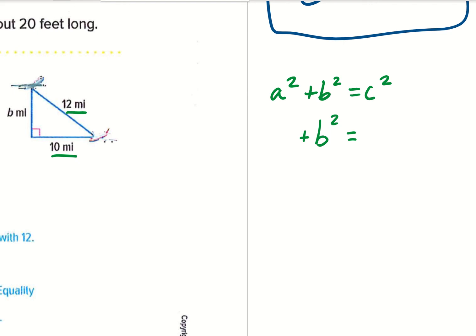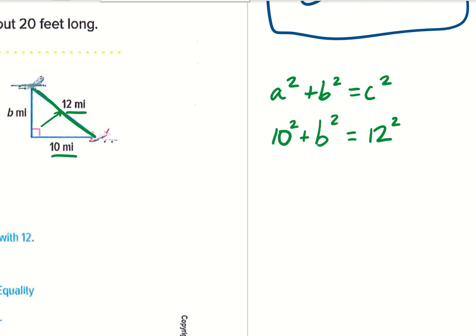I know that the hypotenuse is the side that is opposite from the right angle, which is right here. So I'm going to go opposite of that, and that side is going to be my hypotenuse, which means it has to be C. So there we have 12 squared. That leaves 10 to be A. Don't forget to square it.